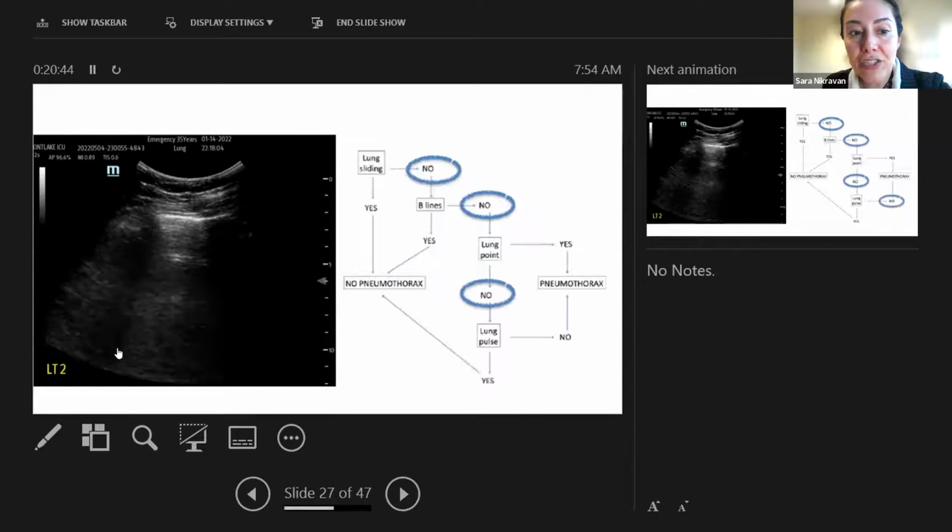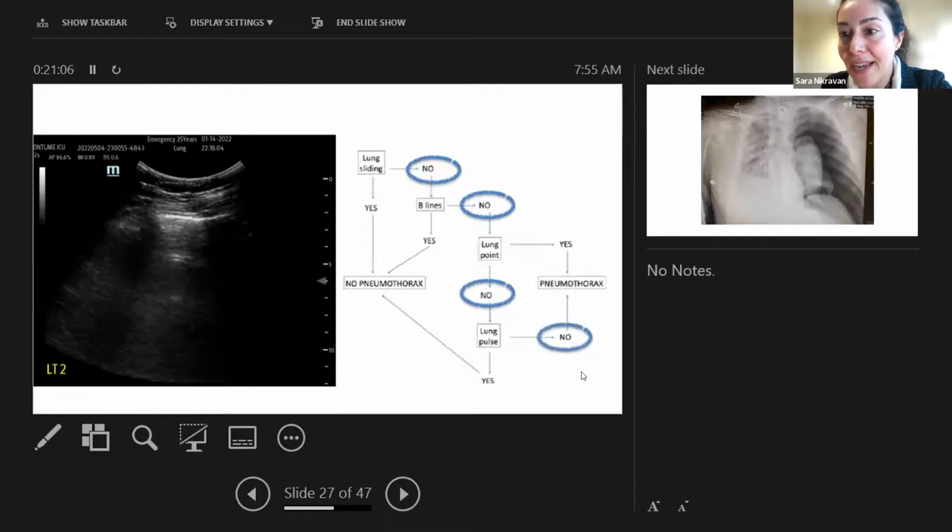So then the next question I had to ask myself was, is there even a lung pulse? Do you see that to-and-fro motion, like the heart is beating and causing the pleural line to move to and fro in a rhythmic fashion? I don't really see that here either. So now my suspicion for a pneumothorax was very high.